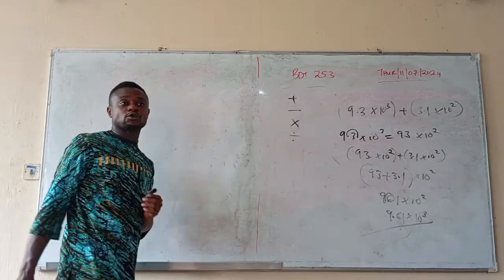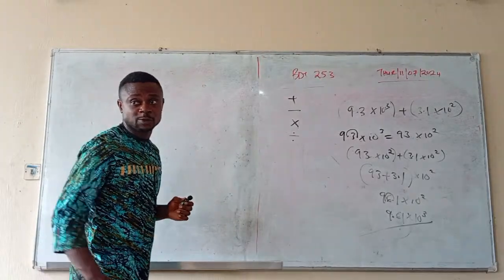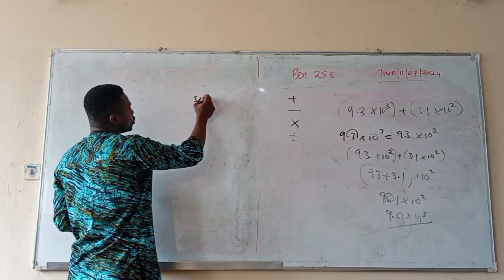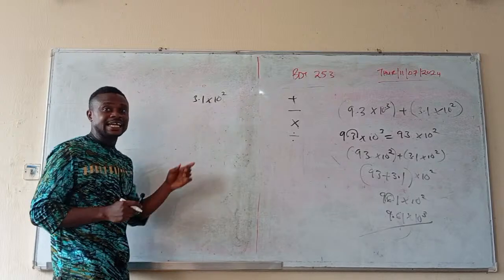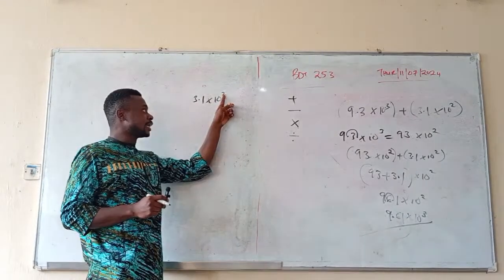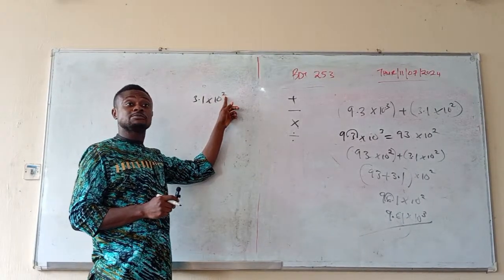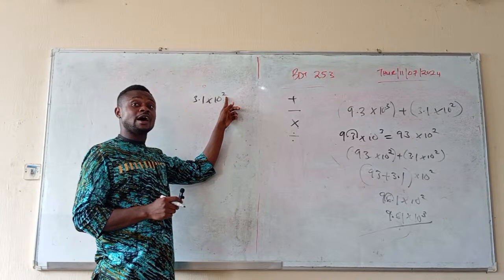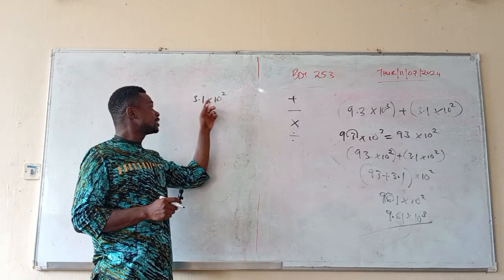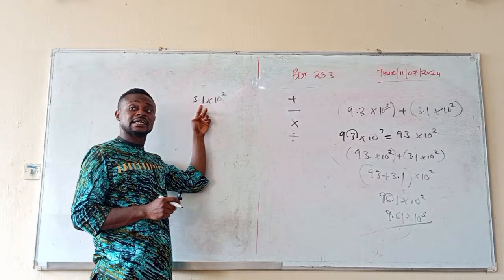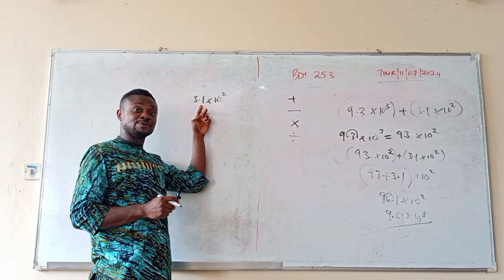Let's move 3.1 times 3 power 2 to 3 power 3. Here we have 3.1 times 3 power 2. Our target is to move this to 3, so we increase the power by 1. So plus 1. What is the effect here? Decimal movement to the left, 1.